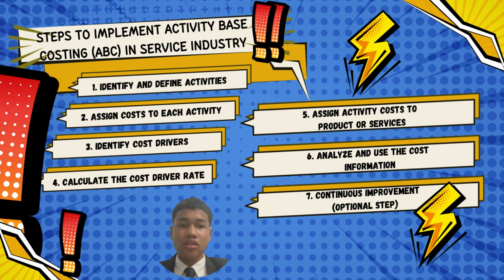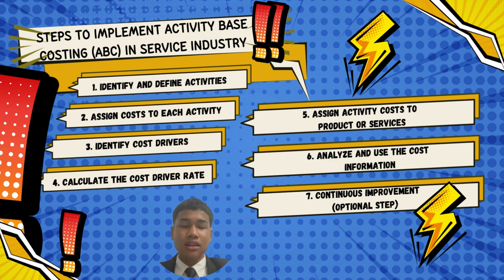Next, assign all the costs to each activity. This includes things like staff salaries, equipment, and materials. By linking costs directly to activities, we get a clearer view of where money is being spent.